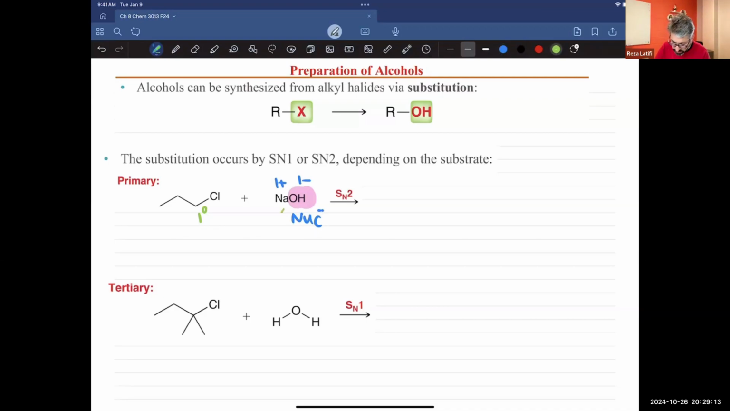The nucleophile is going to kick the chloride out of the system, and it will reach the carbon from the back. This is the alpha carbon, and we get this product. OH will show up wherever we had the halide. This is the alpha carbon, and now we got a primary alcohol. And the second product will be sodium chloride.